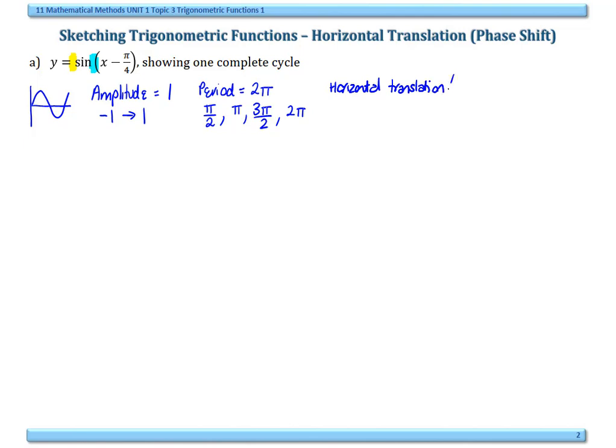So now we have the horizontal translation, or the technical term for it, the phase shift. And that's what's happening in these brackets. It's no different to your other translations. Because it's a minus pi on 4, it's going to move to the right pi on 4.